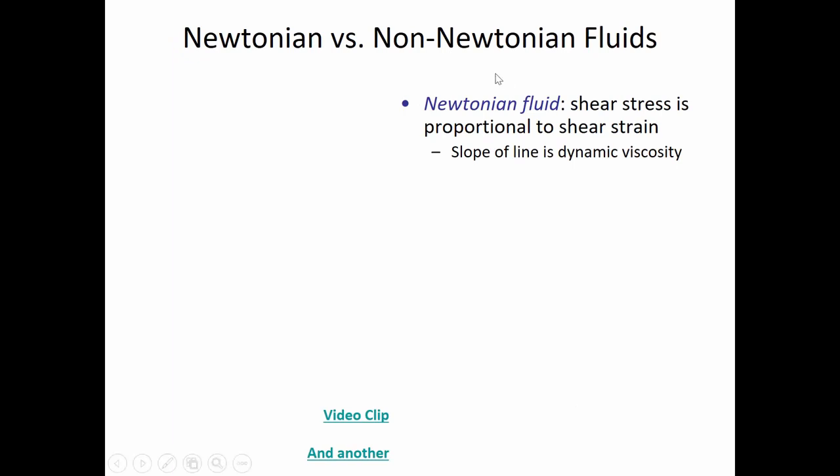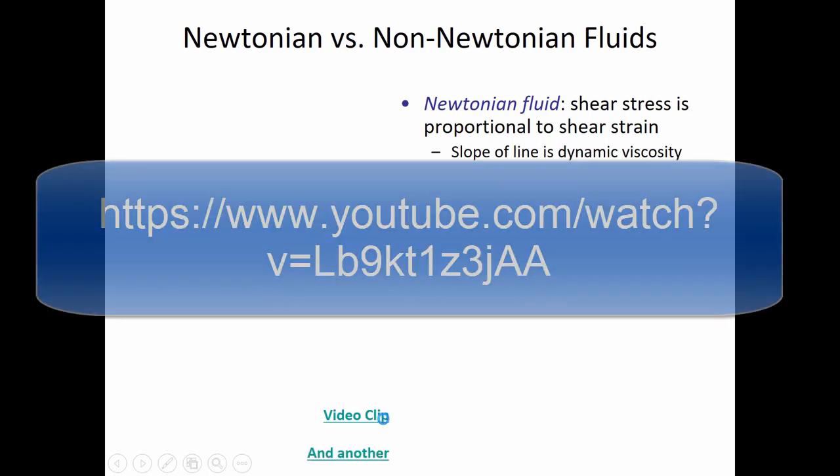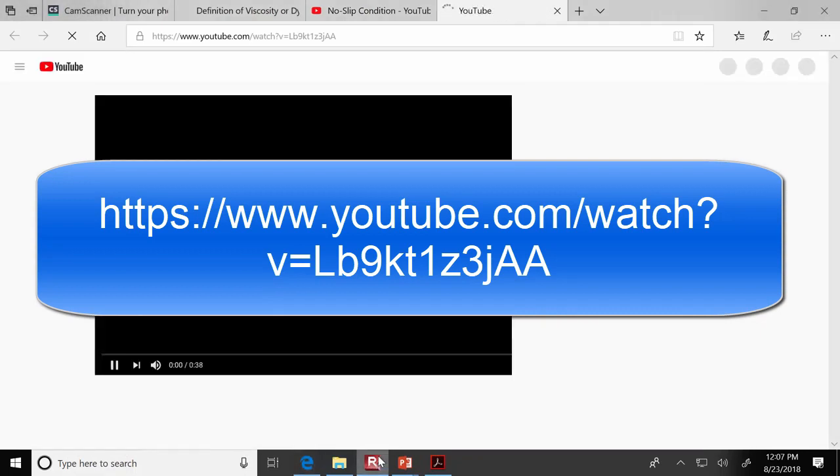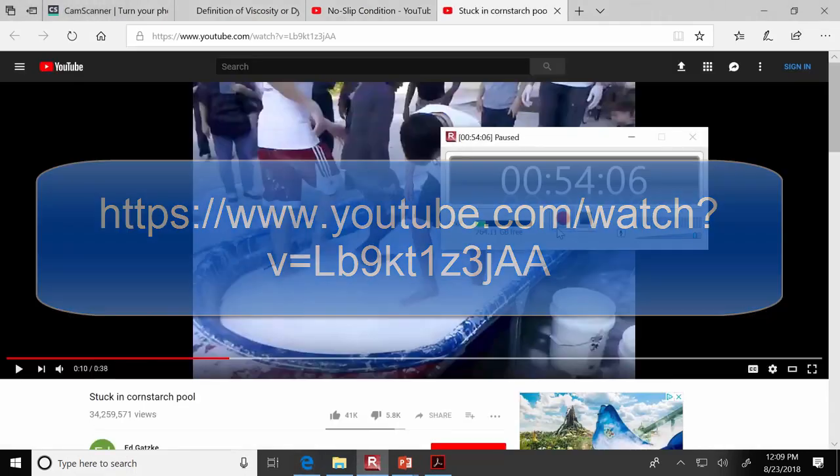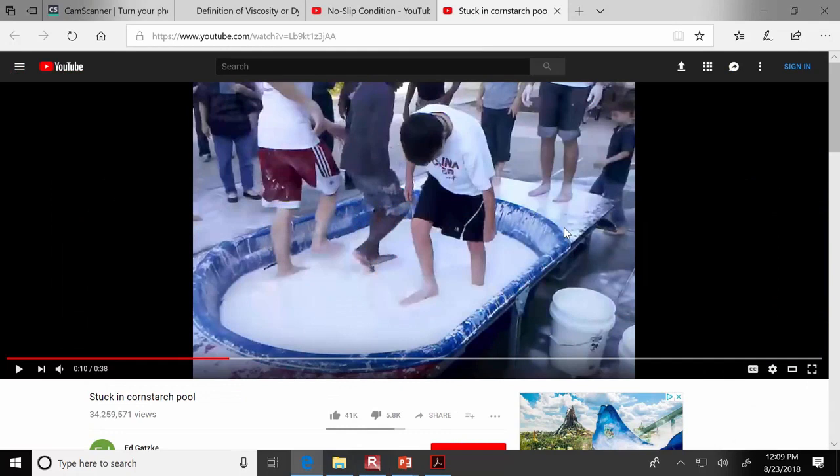When we're talking about fluid properties, one of the things that we have to be aware of is the difference between Newtonian and non-Newtonian fluids, and this ties into viscosity. Let's start by just looking at a video clip that illustrates a non-Newtonian fluid. A non-Newtonian fluid is something where the viscosity actually responds to the shear force that's being applied.